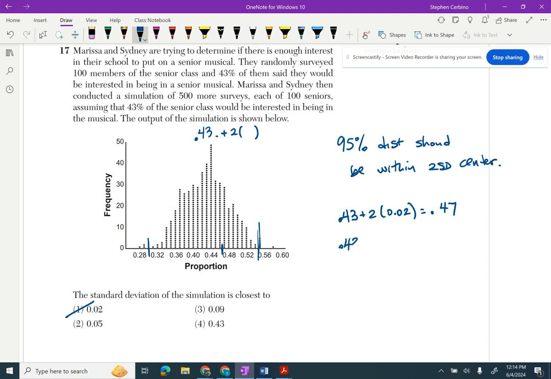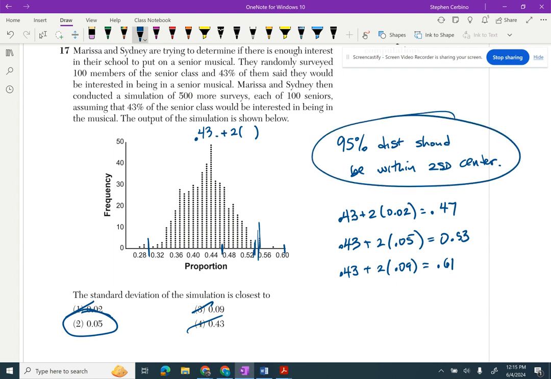If I take 0.43 and I add 2 times 0.05, I'm going to get about 53%. That's really close to the top. So far, that's my winning choice. Let's see the next one. One of them is going to be the obvious answer, and the other ones are going to be so obviously wrong, you'll be able to choose the right one. So if I add 2 times 18% to 43, that's going to be 0.79, that's way too big. So our best prediction for our standard deviation would be 0.05. And again, it's all based on the fact that 95% of the data in our distribution should lie within 2 standard deviations of center.